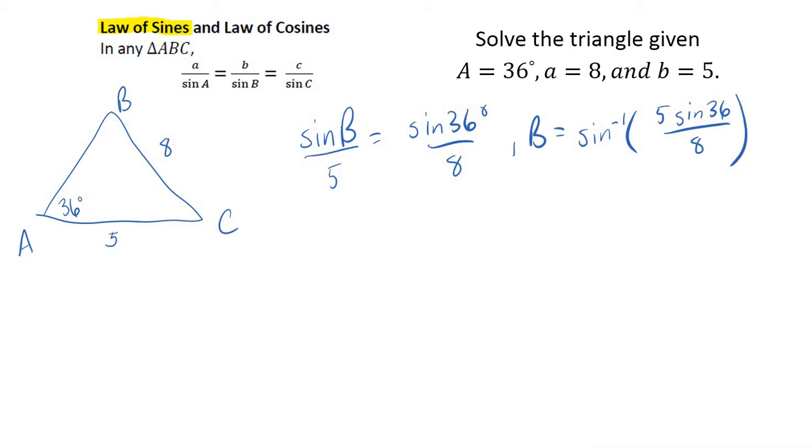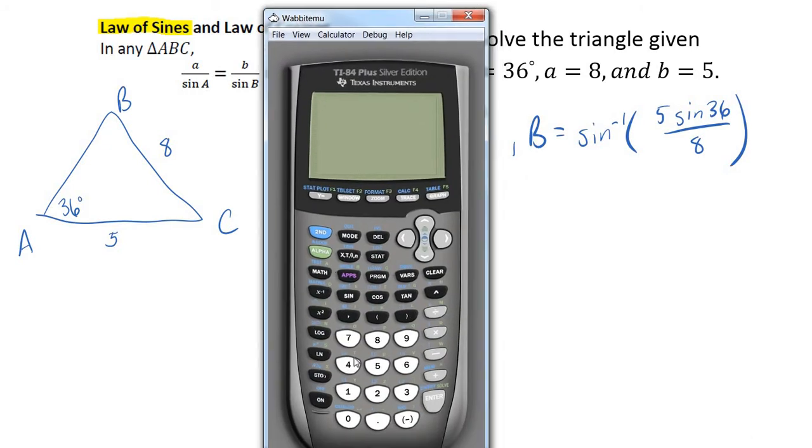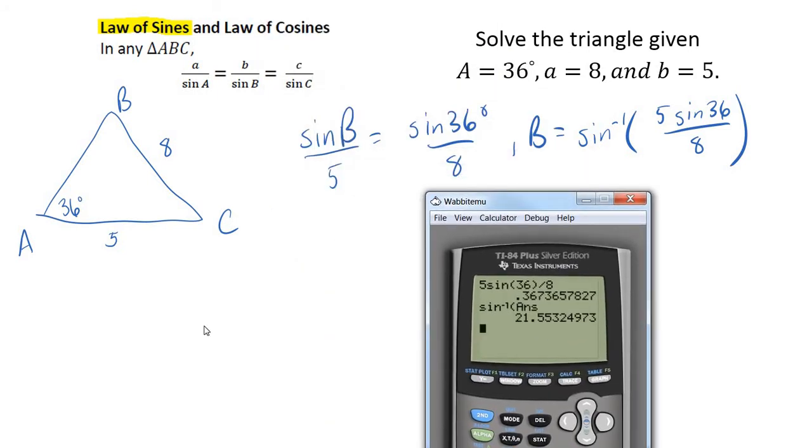Let me bring my calculator up and go ahead and plug that in. So 5 sine 36 divided by 8 gives us some number, and I'm going to do the second sine, so the arc sine of that, and we get about 21.6 degrees. Again, let's just go one decimal place. I think that's pretty reasonable unless they give us some guidelines. So angle B is about 21.6 degrees.